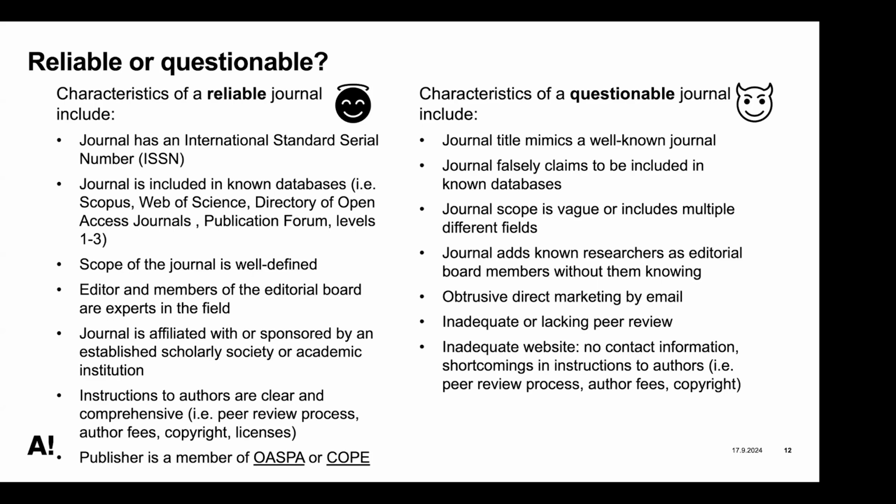Authors receive aggressive marketing emails promoting the journal. The peer review process is either insufficient or entirely absent. And the journal website lacks essential information such as contact details or comprehensive author instructions, including details on peer review process, author fees, and copyright policies.